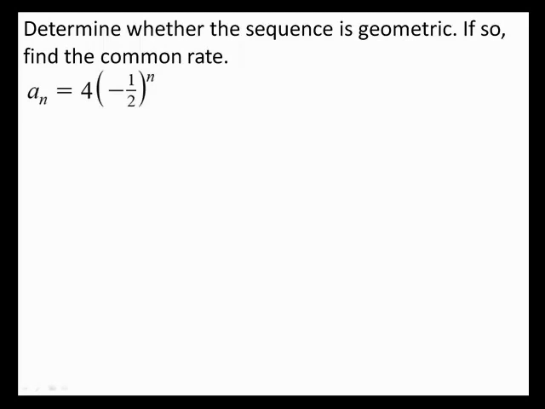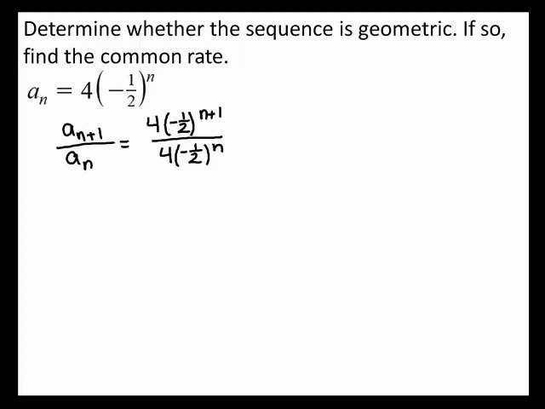Determine whether the sequence is geometric. If so, find the common rate. a sub n is equal to 4 times the quantity negative 1 half to the n. Divide a sub n plus 1 by a sub n.